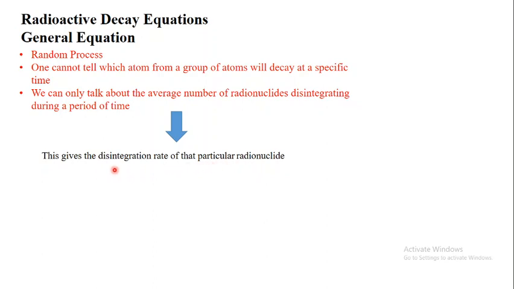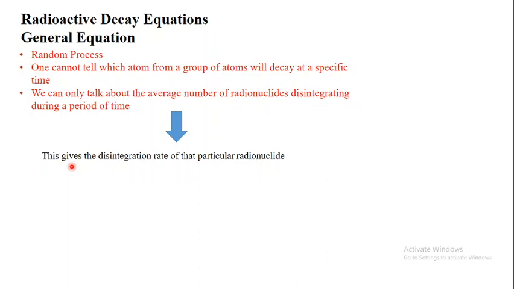If there is a radionuclide sample consisting of about 100 nuclides, and in a particular unit time, for example in 1 minute, 50 of these radionuclides disintegrate into daughter nuclide, it means half of the concentration disintegrated into daughter nuclide in 1 minute. So the half-life of this radionuclide is 1 minute. And this is also the rate.